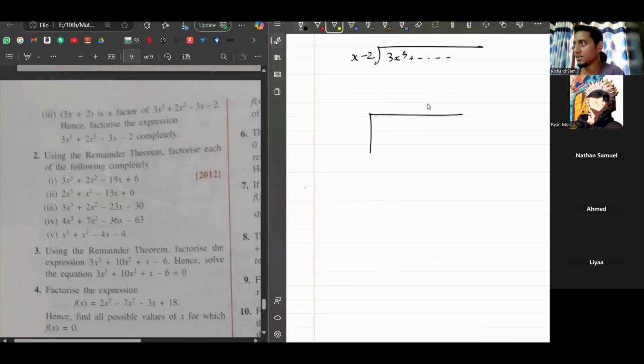You can use either one. It's your choice which one you want to use. You can use either long division or the synthetic method. Now, long division is longer. Synthetic division is very short, very fast. So we'll see both.